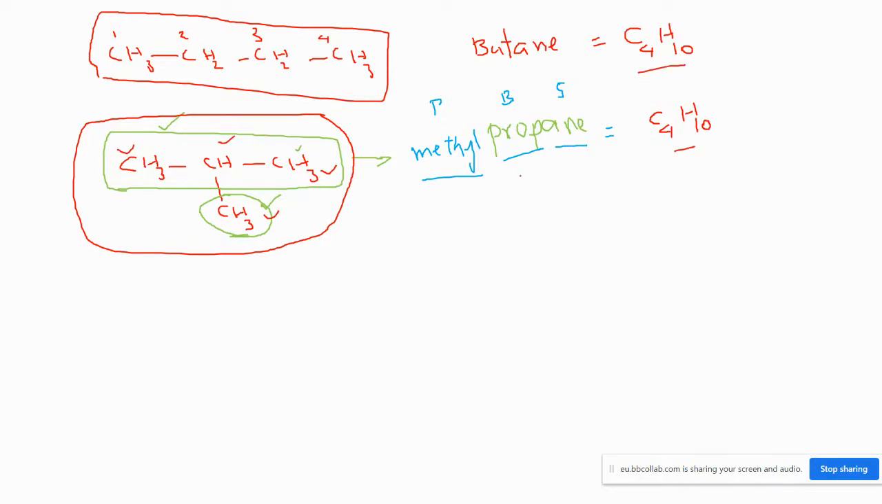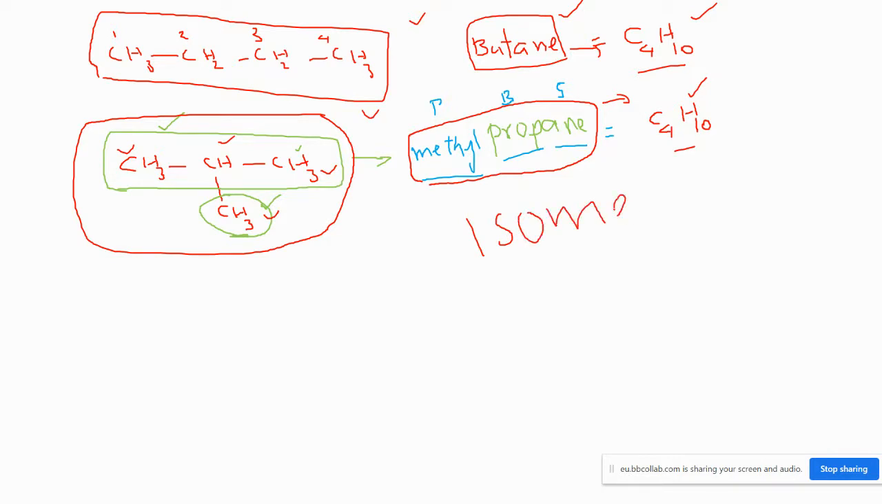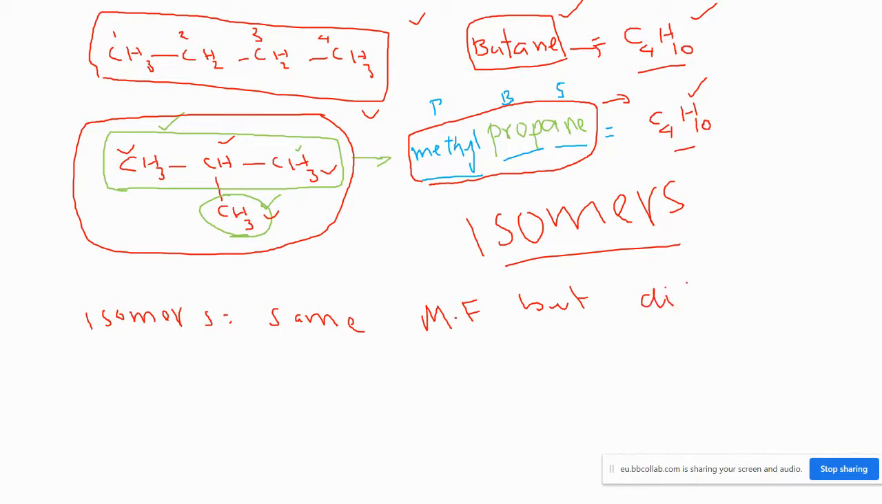Now look at this. We have a different name for different structures. Methyl propane and butane, they have the same formula. But if you look at the structure, this is different, and because of that the name is different. The formula is the same, but they have different names because of the different structure. We call them isomers. Isomers are those compounds which have the same molecular formula, but different structures. Different structural formula, or even structure, you can say. When the structure is different, the IUPAC name will be different. The IUPAC name depends upon the structure. This is butane and this is methyl propane.